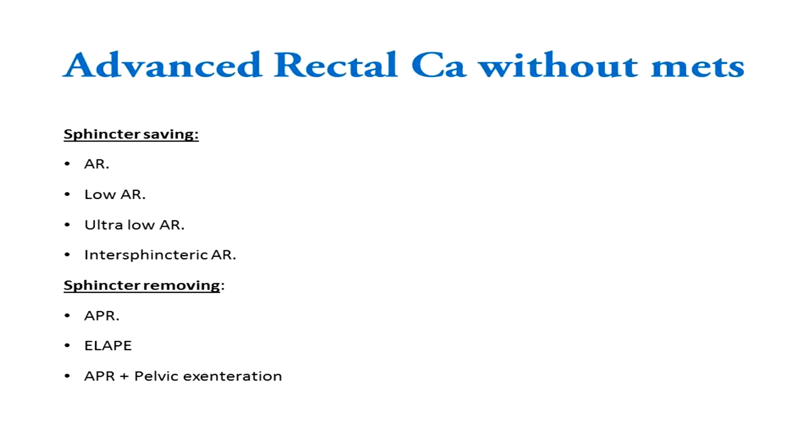Just to give an overview of the different surgical options available for CA rectum. In sphincter saving surgery, we have AR, low AR, ultra low AR, and intersphincteric AR. AR means the anastomosis is above the peritoneum. Low AR means the anastomosis is below the peritoneum. Ultra low AR means it is at the level of the pelvic floor, and intersphincteric means it is below the pelvic floor. Understood? Depending upon the level of your anastomosis, these are the different categories of anterior resection available to you.